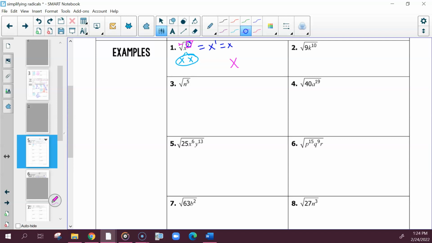Okay, so let's try this a different way. For number 2, we have a 9 here, so that would mean we need to take the square root of 9. We know that, it's 3. Okay, now let's deal with the 10. 10 is a multiple of 2. 10 divided by 2 is 5. So we have 3 from the square root of 9, and then k to the 5th.